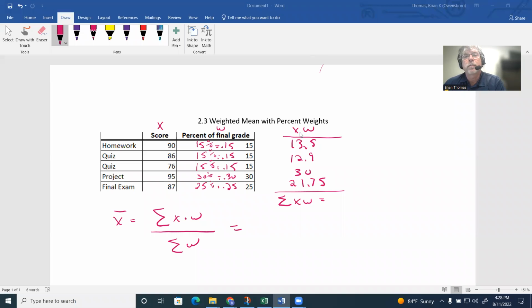So I calculated my products of entries times the weights. Remember again, the percents have to be turned into decimals by moving the decimal 2 places to the left. Or you can also type in 15 divided by 100 on your calculator and it'll do it for you if you're unsure of that math. So to use this formula, I need the sum of these products. So I'm going to add this 13.5, this 12.9, this 30, and this 21.75. I have 13.5 plus 12.9 plus 30 plus 21.75, and that gives me 51.15.